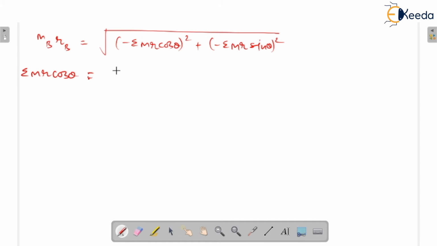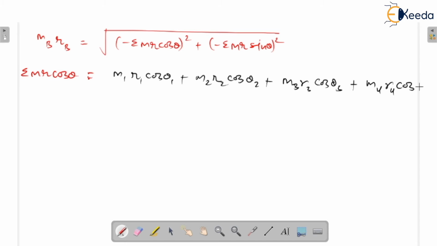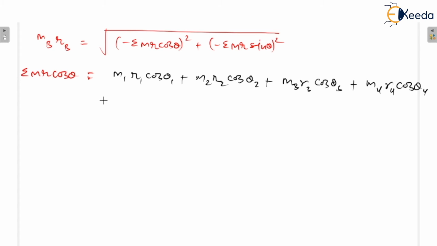So that means M1 R1 cos theta 1 plus M2 R2 cos theta 2. Four masses are there, plus M3 R3 cos theta 3 plus M4 R4 cos theta 4. You can consider MARA, MBRB like that. So what is M1 R1? You can calculate separately in order to minimize the error of calculations.